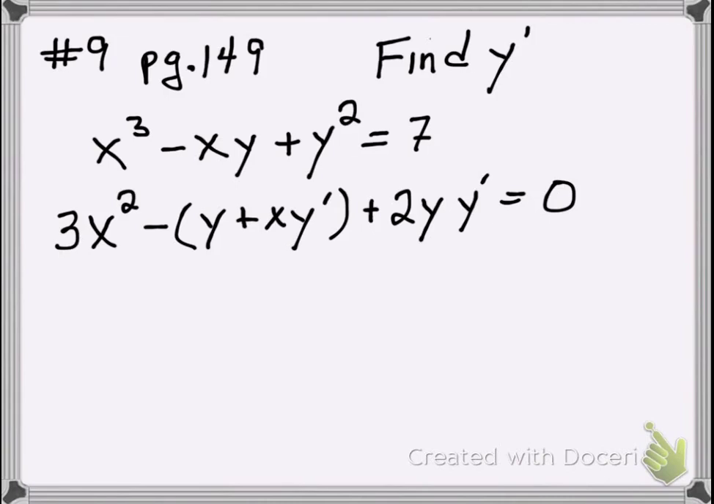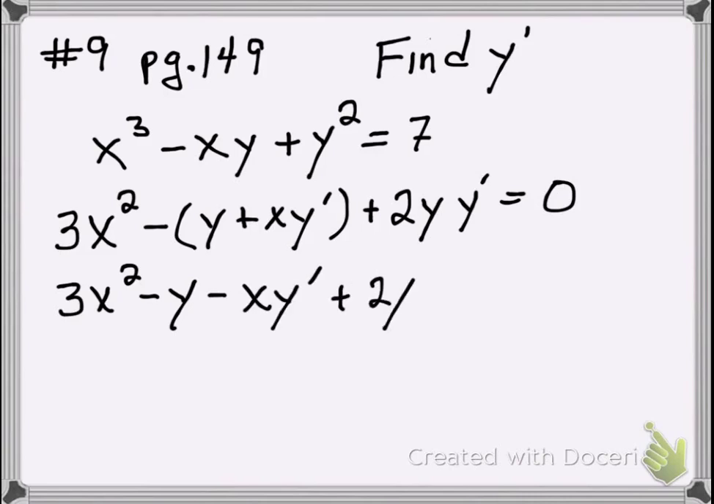Okay, so now let's distribute that minus sign again. So we have 3x squared minus y minus x y prime plus 2y times y prime equals 0. And so at this point we want to keep every term. There are 4 terms here on the left side of the equation. We're going to keep the 2 terms that have y prime in them on the left side of the equation. And then the other 2 terms we're going to move to the right side of the equation.